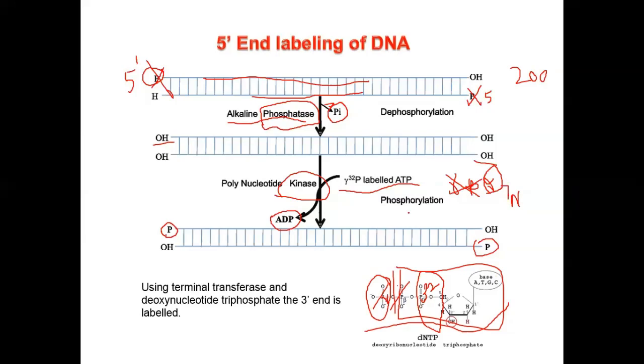And how you can do this is, first you add alkaline phosphatase to remove the phosphate that is normal, and you replace it with the gamma P32 labeled ATP. So in this figure, you can see this is alpha, beta, gamma. Now here, this part is cleaved off and it goes as ADP, adenine diphosphate. You have adenine and 2 phosphates, diphosphate. And this extra phosphorus at the gamma position is P32 labeled, and that gets added at the 5' end.